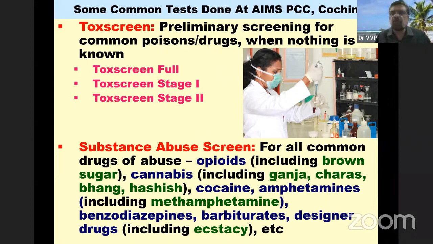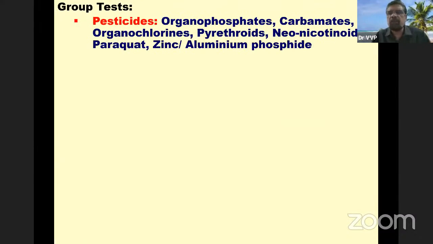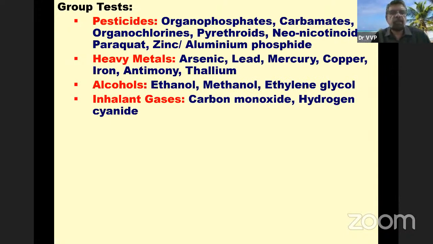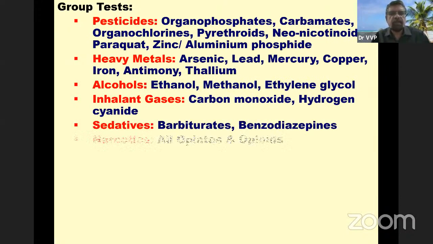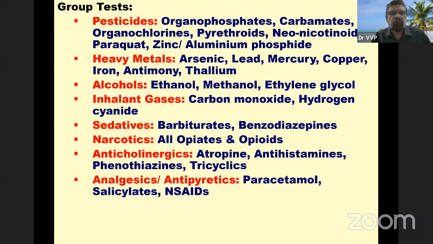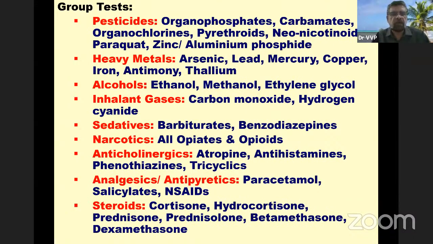But that is not the focus of the talk here, so we will move on and look at the other kinds of testing that we do. We have a number of group tests: groups like pesticides, heavy metals, alcohols, inhalant gases or irrespirable gases, and all kinds of pharmaceuticals like sedatives, narcotics, anticholinergic drugs, analgesics, antipyretics, steroids. This is just a bird's eye view. We do a lot more than this.